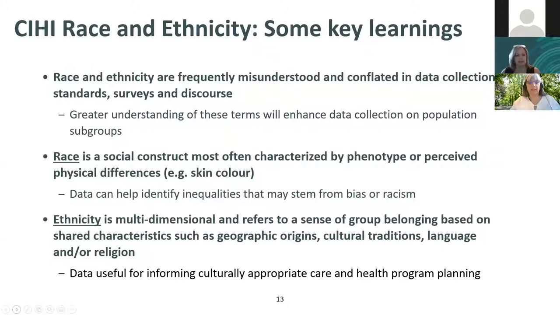Ethnicity is a multidimensional concept referring to cultural group membership. It may be connected to language, religious affiliation, or nationality, among other characteristics. Ethnicity data can also be useful for tailoring culturally appropriate health services and understanding diversity. Race and ethnicity are frequently misunderstood and are often conflated in health data collection standards, surveys, and discourse. And a better understanding of these terms will allow for improved data collection on population subgroups. Next slide.